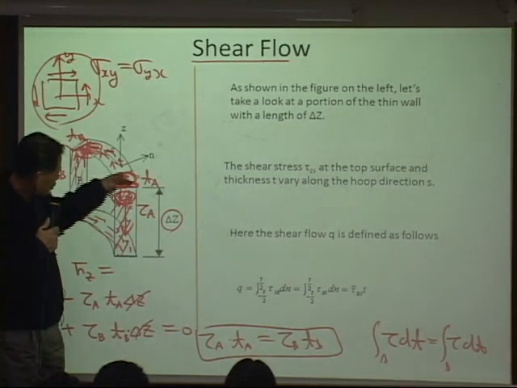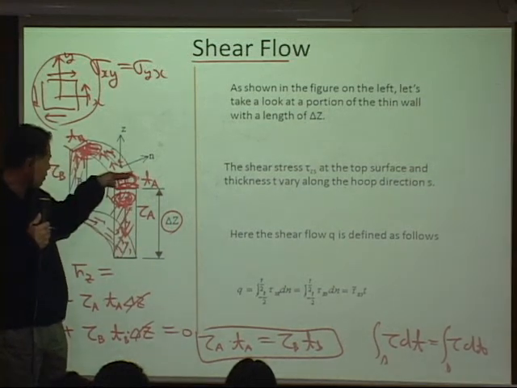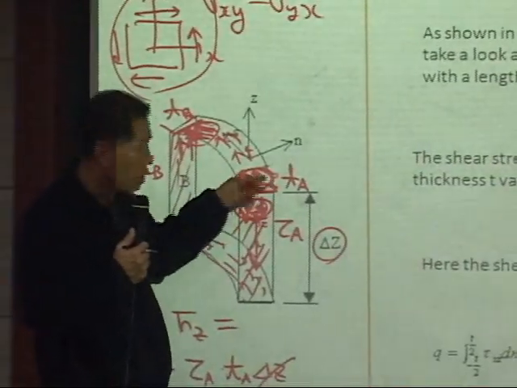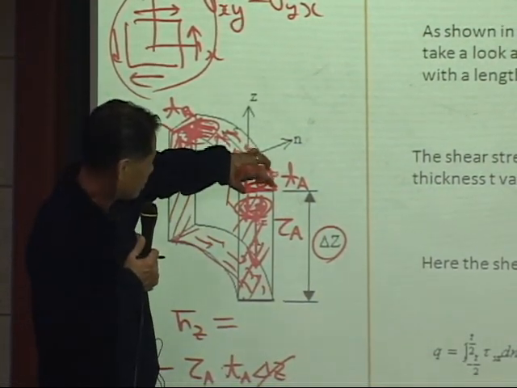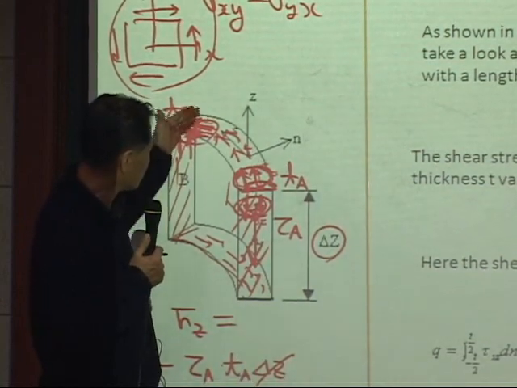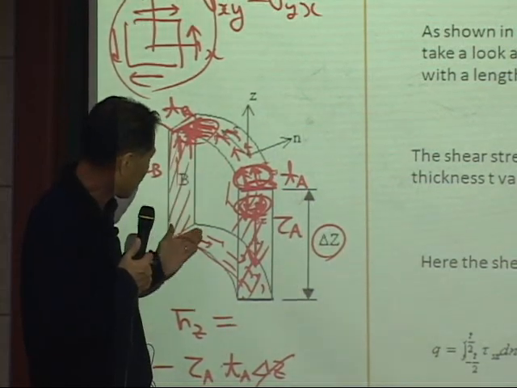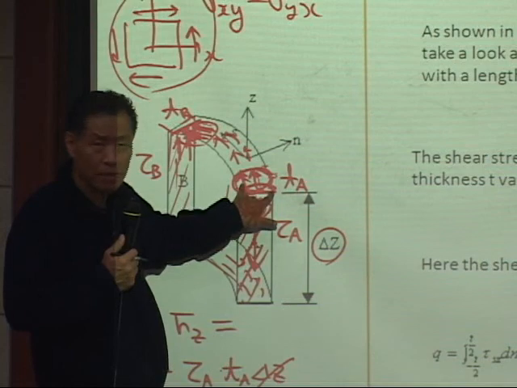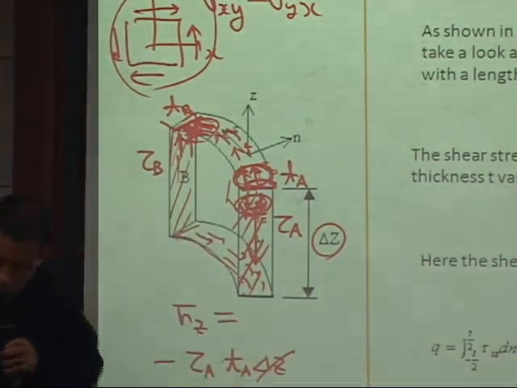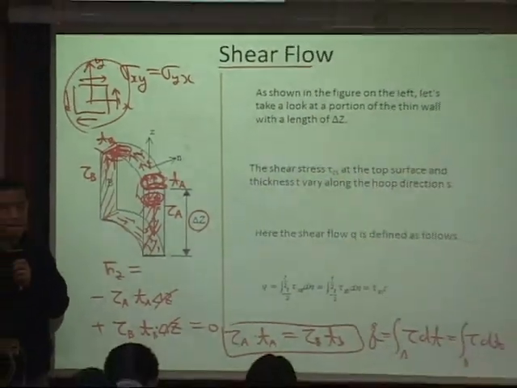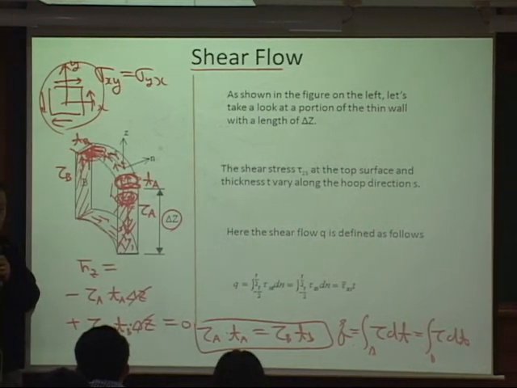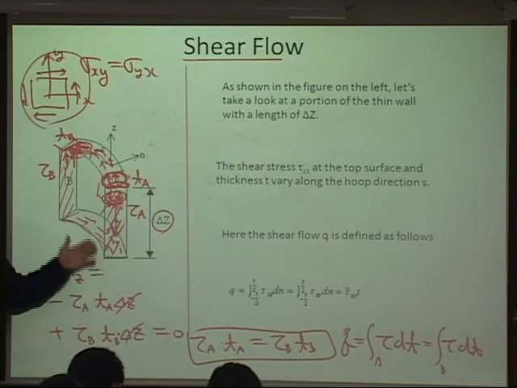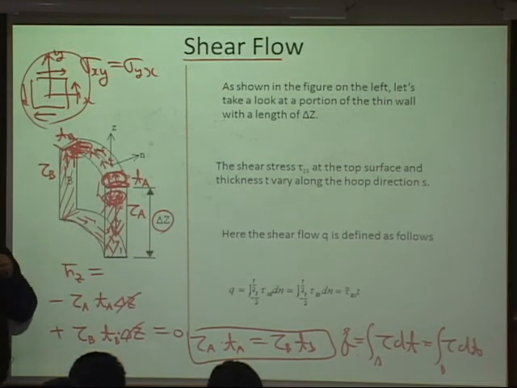In other words, any shear stress on the top surface is the same as here, and this is the same as here. So the shear stress integrated over the thickness should always be the same here and here. But this cross-section is arbitrary. If we consider this part, that part, we can easily conclude that the shear stress integrated over thickness should be the same, right? And this is called shear flow, Q. Again, shear flow is defined as the integration of the shear stress through the thickness. And from this z-directional force equilibrium, you can see that shear flow should always be the same.